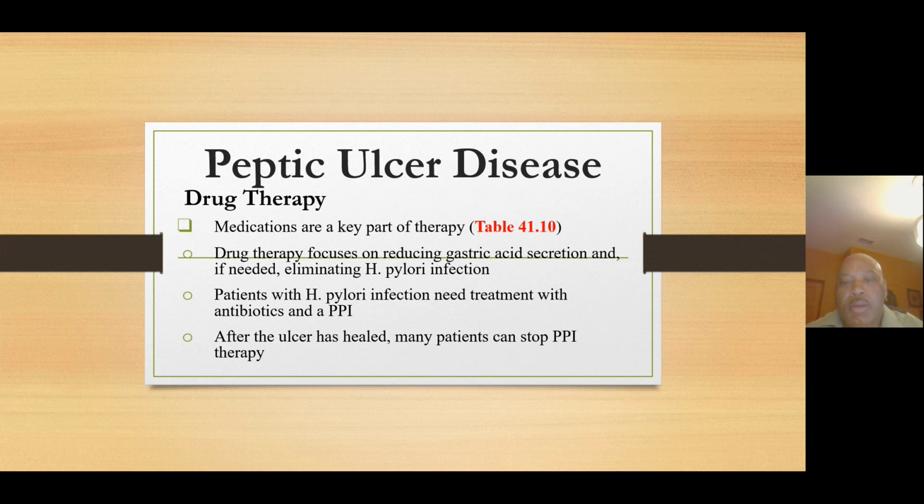As far as drug therapy is concerned, I want you to take a look at table 41.10. Of course, medications are a key part of the patient's therapy as far as promoting healing. Drug therapy focuses more so on reducing gastric acid secretion and, if needed, eliminating H. pylori infection. So we have to think about certain antibiotics. Patients with H. pylori infection do need treatment with antibiotics and PPI. After the ulcer has healed, many patients can stop the PPI therapy.